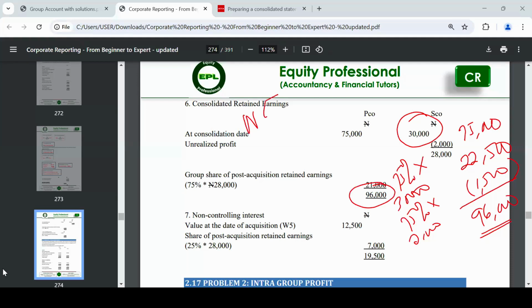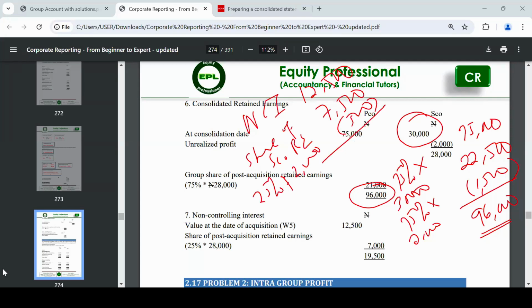If I do my NCI and I say NCI at acquisition date 12.5, and then I say I share this 25% of 30,000 to NCI, I should have 7.5. Share of ESCO retained earnings. And then I say, oh, unrealized profit, the share of unrealized profit will be 25% of 2,000, an amount 500 naira that we mentioned the other time. If I deduct that, that will be 7,000 plus 12.5, making 19.5. It is still that same 19.5 you have here.